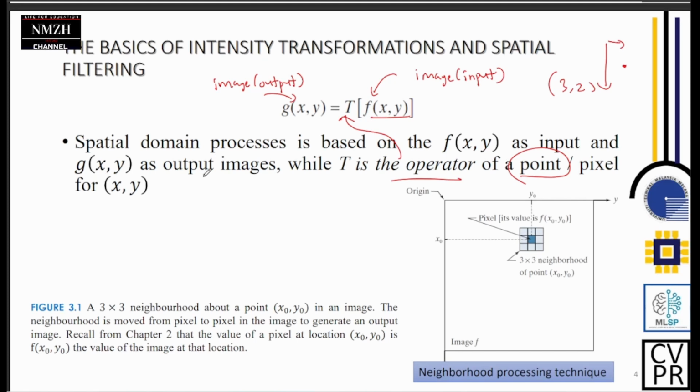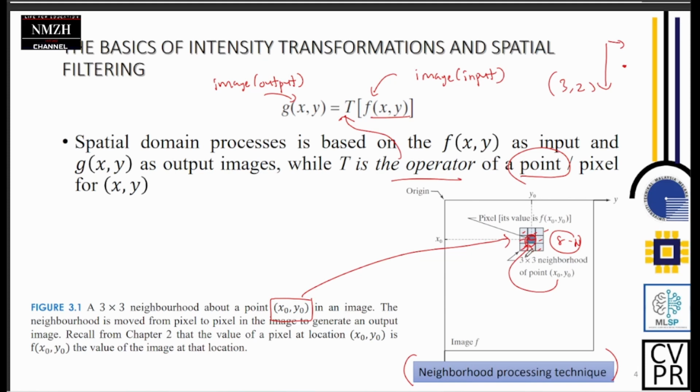In the example, there is a figure down below. This is a 3 times 3 neighborhood, centered at x0, y0. This is the transformation of the neighborhood, so we can call it a neighborhood processing technique. We have 1, 2, 3, 4, 5, 6, 7, 8. Sorry, this is an 8-neighborhood of pixels for this particular center. The neighborhood is moved from pixel to pixel in the image to generate an output image.